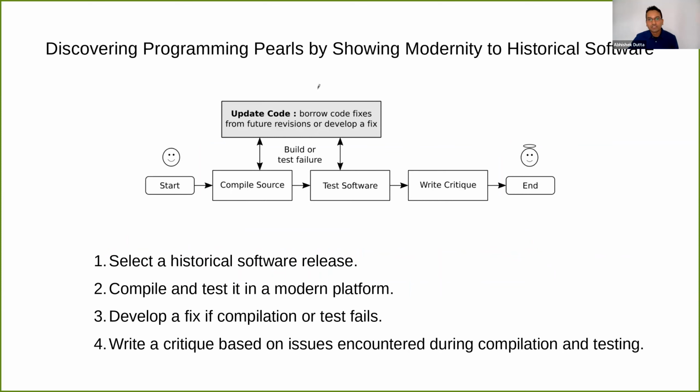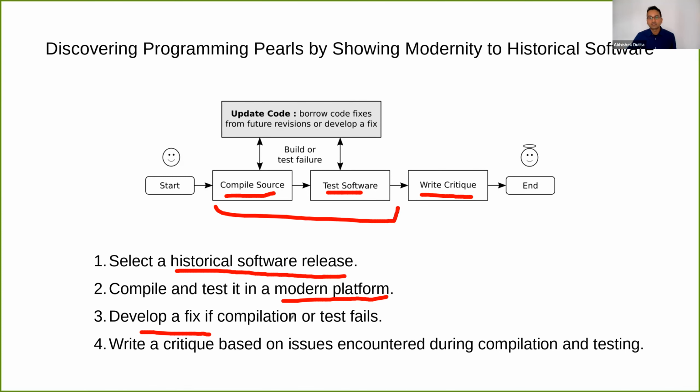So this diagram summarizes what the concept is. You start with a historical software release. You compile it on a modern platform, so on a modern laptop. If the software fails to compile on a modern platform, you develop a fix so that the compilation as well as the tests succeed. So that is the testing phase. And if either of these two phases fail, you have to develop a fix. And then the final stage is to write a critique based on your experiences of compiling and testing that software on a modern platform.